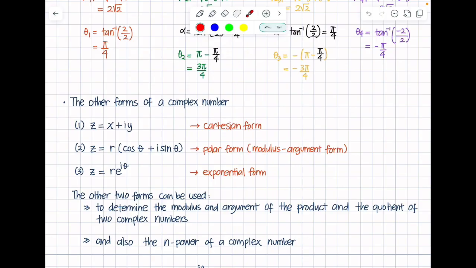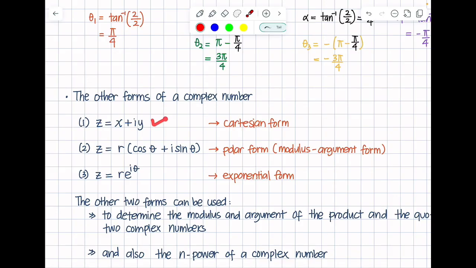The other forms of a complex number. There are three forms of a complex number. First is Cartesian form. The second one is polar form. The last one is exponential form. z equals r open bracket cos theta plus i sin theta is the polar form, and z equals r e to the power of i theta is the exponential form. r and theta are the modulus and argument respectively. So r is the modulus of x plus iy, and theta is the argument of x plus iy.